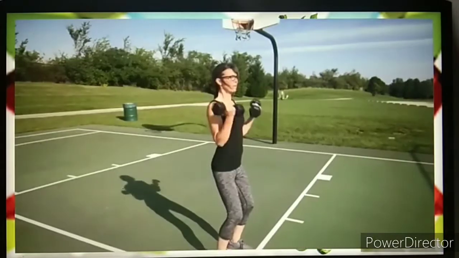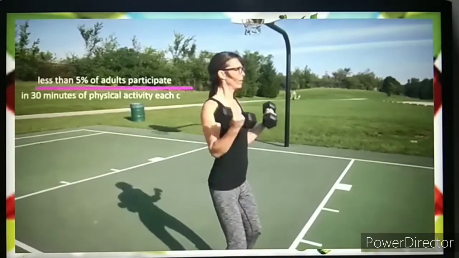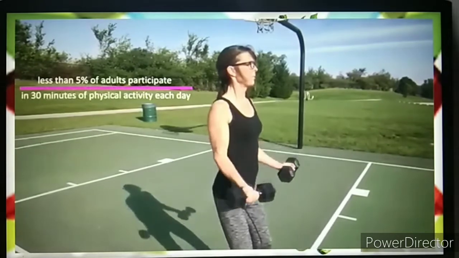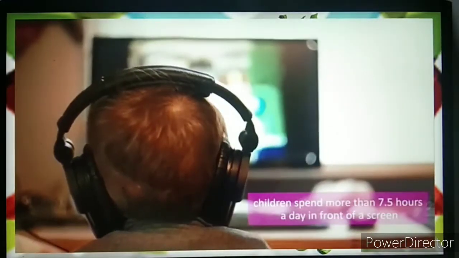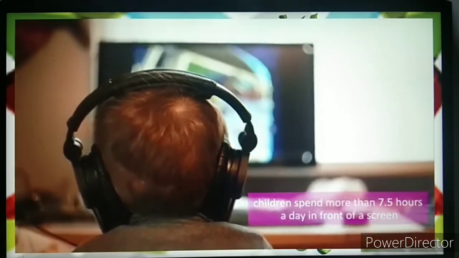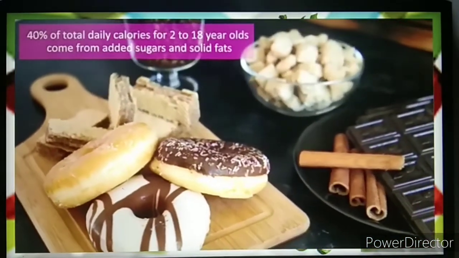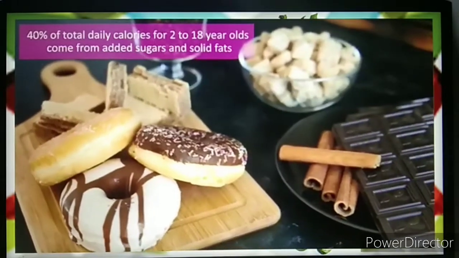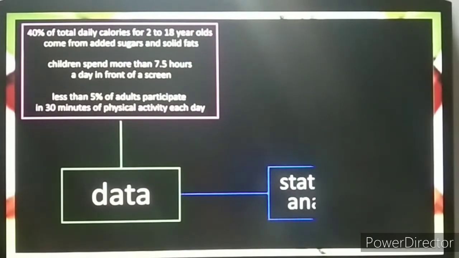For instance, according to the U.S. Department of Health and Human Services website, less than 5% of adults participate in 30 minutes of physical activity each day. Children spend more than 7.5 hours a day in front of a screen. And for 2 to 18-year-olds, 40% of their total daily calories come from added sugars and solid fats. All of these numbers come from data and statistical analysis of this data. And what statistics actually does is give us, people, a way to make informed decisions.